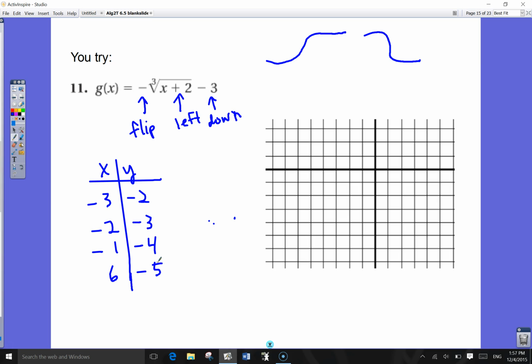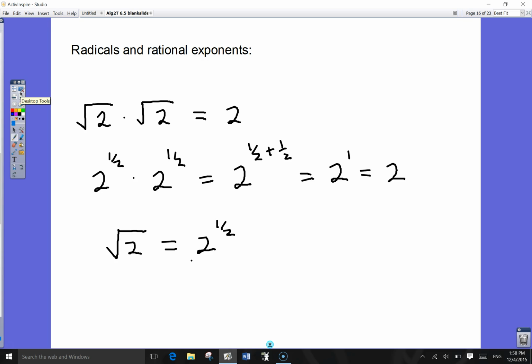Let's plot all these points. Negative 3, negative 2; negative 2, negative 3; negative 1, negative 4; and 6, negative 5. So we're looking for a shape that's something like that. Let's see if I can do this. Not bad. Okay, that is the end of our graphs of radical functions, which for us is square roots and cube roots.